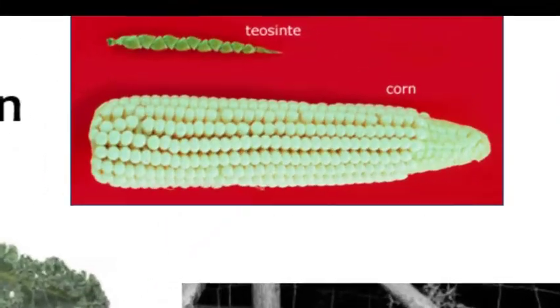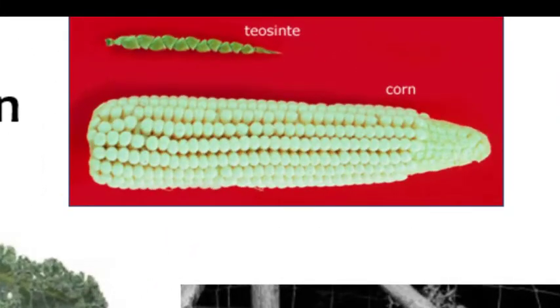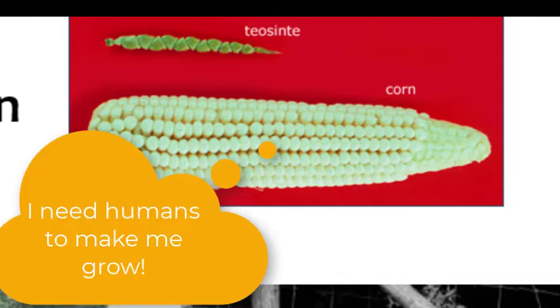Corn was artificially selected from the wild teosinte, a grain that grows in Mexico and Central America. The domestic corn now produces seeds at such a high density that it cannot grow unaided without human help. There are no wild corn populations.